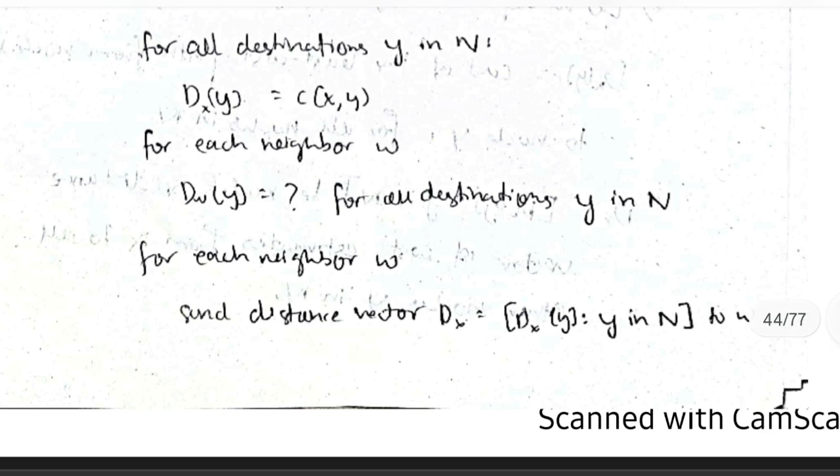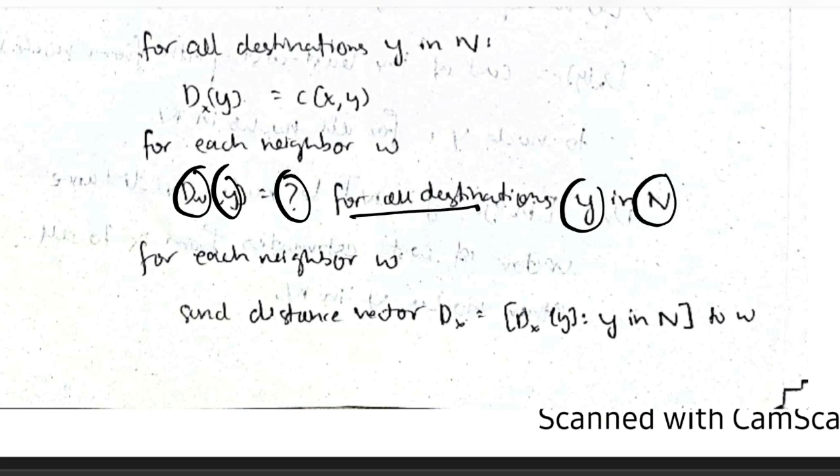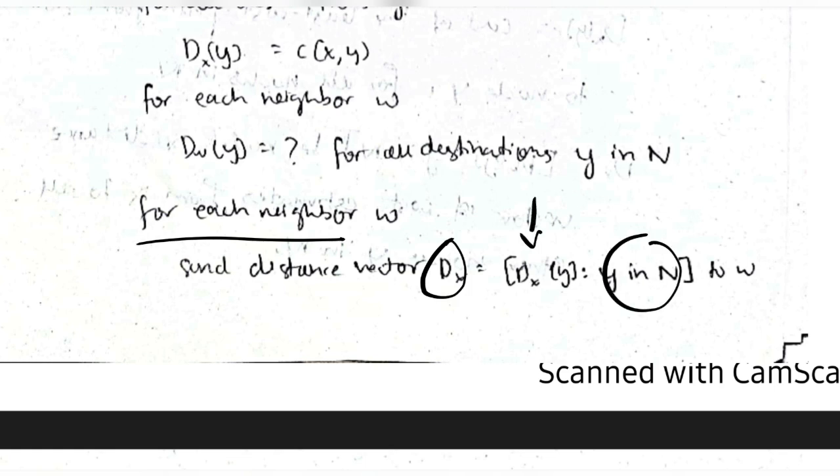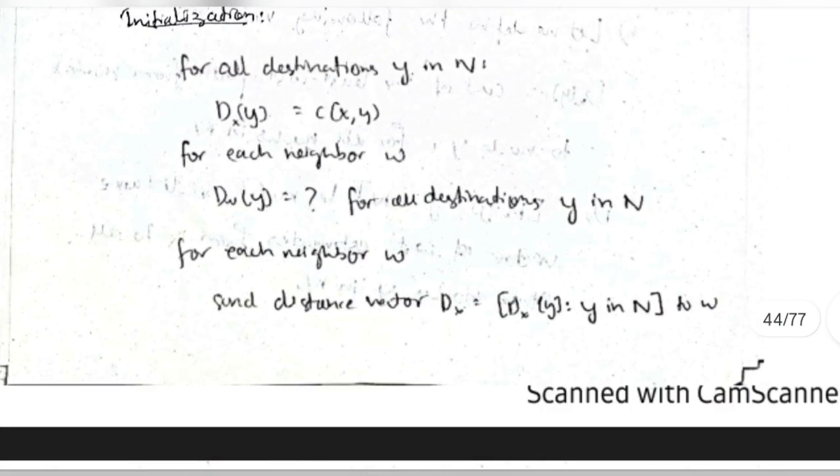In the second for loop, you find D w of y is equal to question mark for all destinations y in N. Here, if the neighbor w is not initialized, meaning there is no direct path, you write D w y is equal to question mark. In the third for loop, for each neighbor w, you send D x is equal to D x y for all y in N. Just write this 3 times and you'll remember it. That was the initialization part.